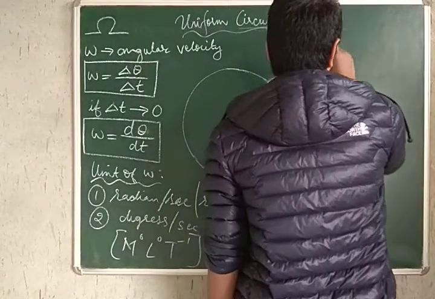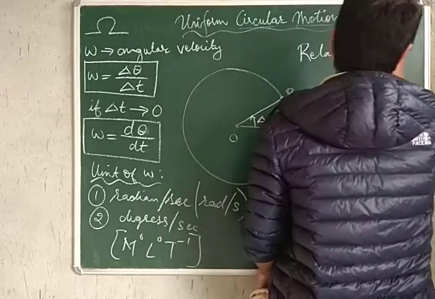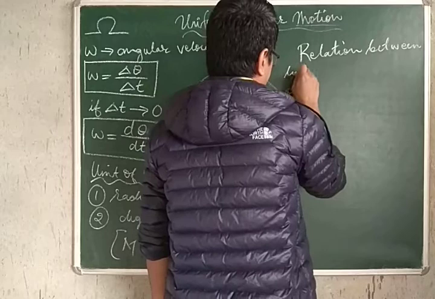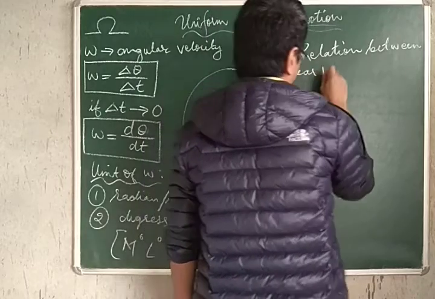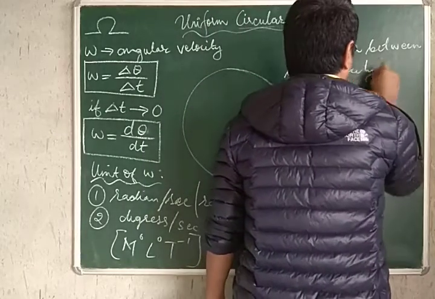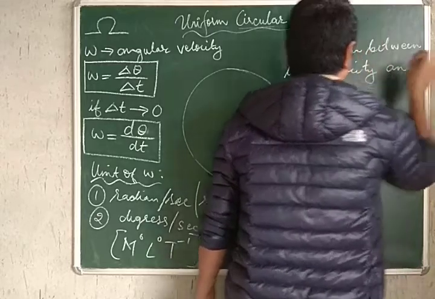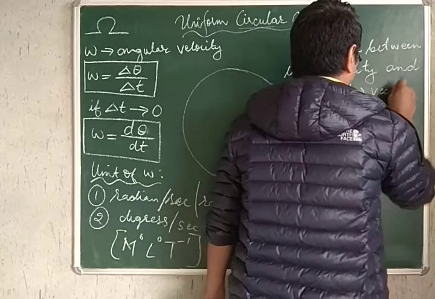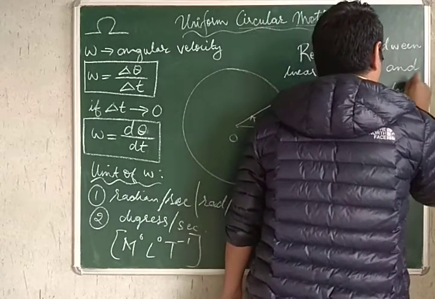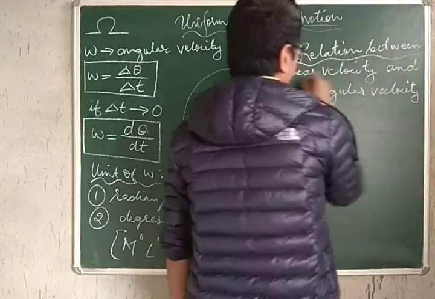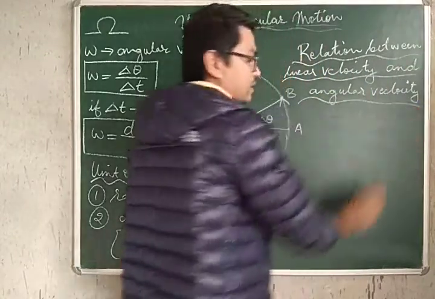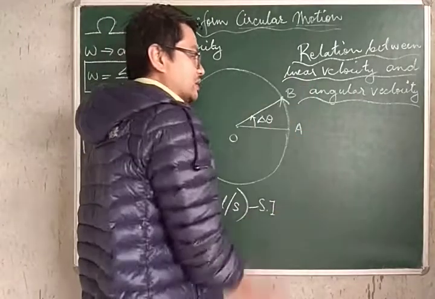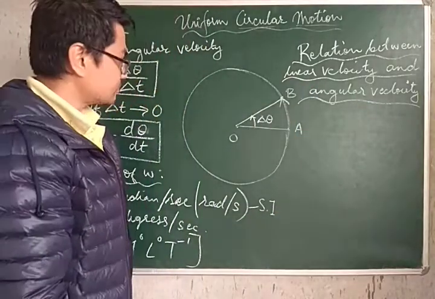Okay, now the relation between linear velocity and angular velocity. Sometimes you get a 2 marks question asking you to derive the relation between linear velocity and angular velocity. Linear velocity is v, small v, okay, and angular velocity is your omega, don't forget.